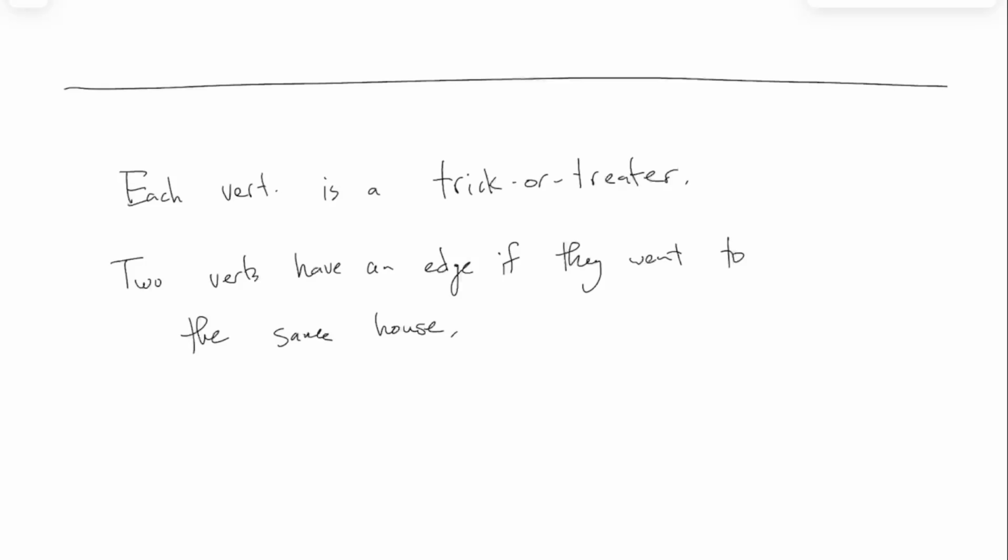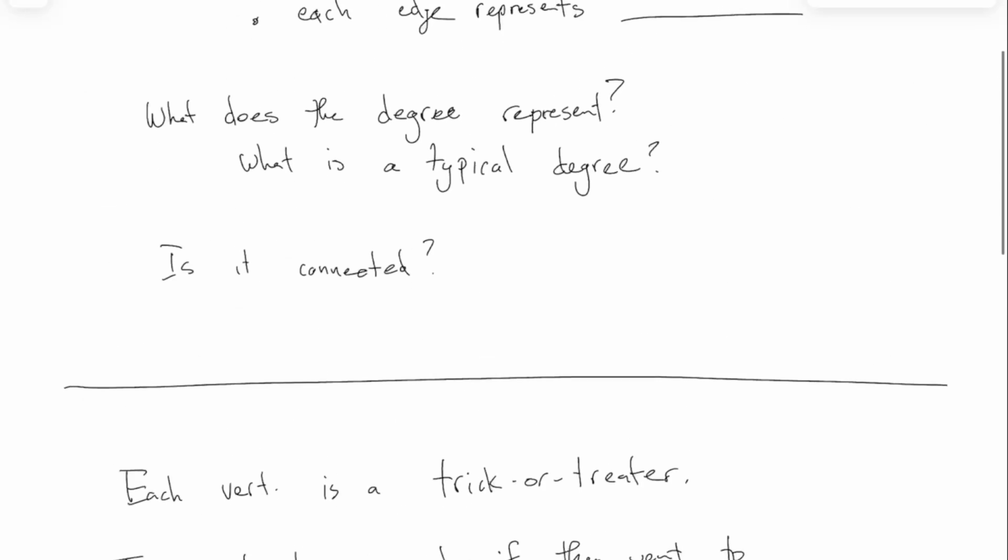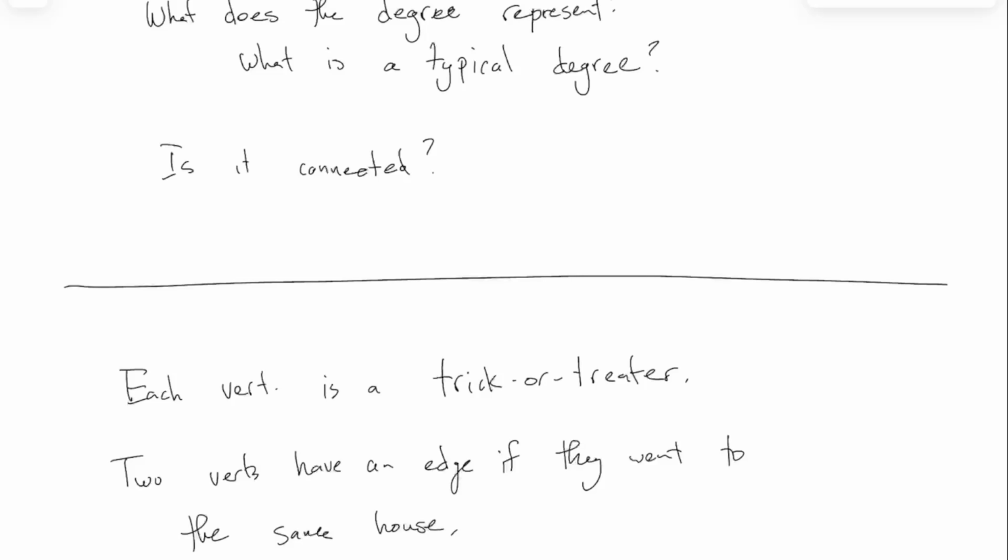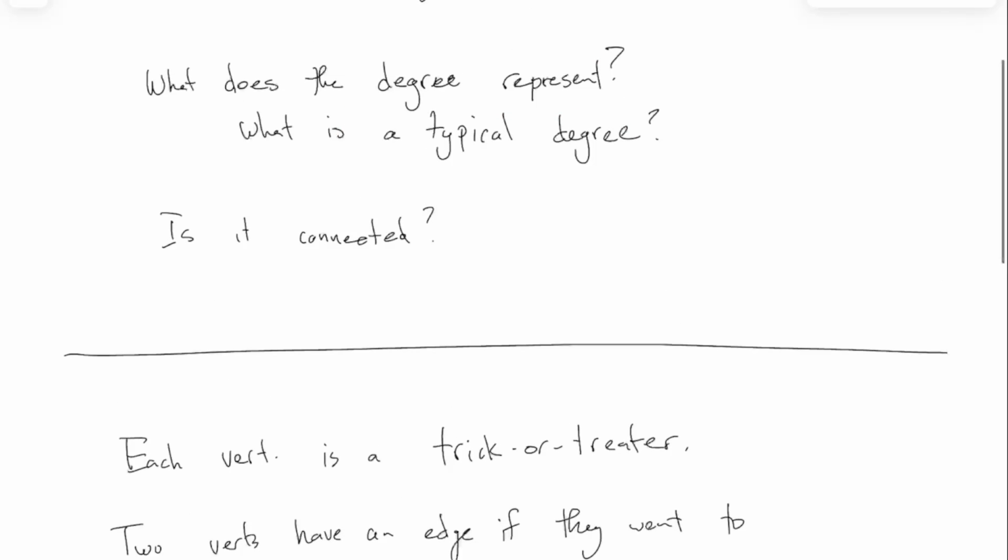Can we say something? I don't know who came up with this. Were you thinking about all trick-or-treaters everywhere in the universe? I guess so. Let's just say all kids everywhere, all the children across this great land, they have an edge if they went to the same house. Can we answer any of these questions? For this example, some of these questions are kind of unanswerable, just because I don't actually know much about statistics of trick-or-treaters.